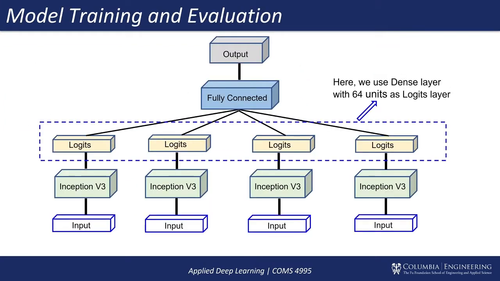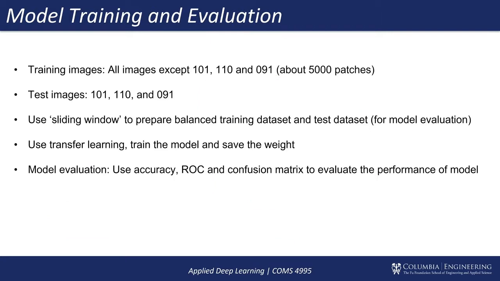The model structure is shown on the slide. Here we use a dense layer with 64 units as the largest layer. In the training process, we use all images except 101, 110, and 91 as training images and use these three images as test images. We use the method mentioned above to prepare the training dataset and the test dataset used for model evaluation. And we use transfer learning and the input data to train the model. Then we save the weights for the following predicting phase. And here, we use accuracy, ROC, and confusion matrices obtained on the test dataset to evaluate the performance of the model.